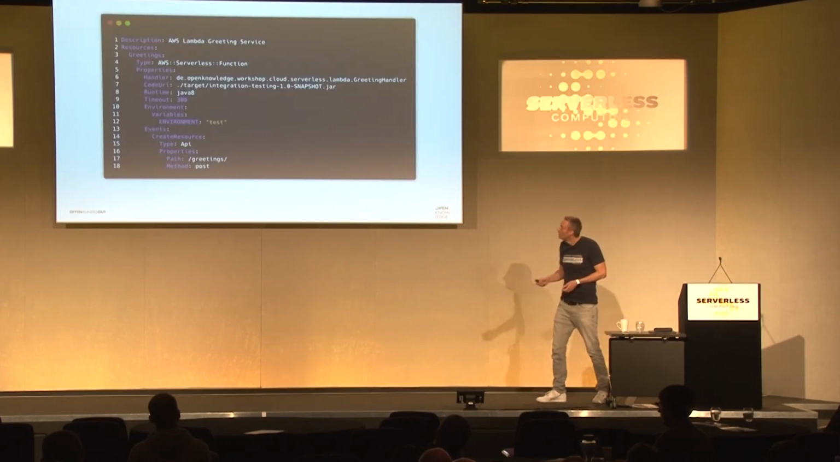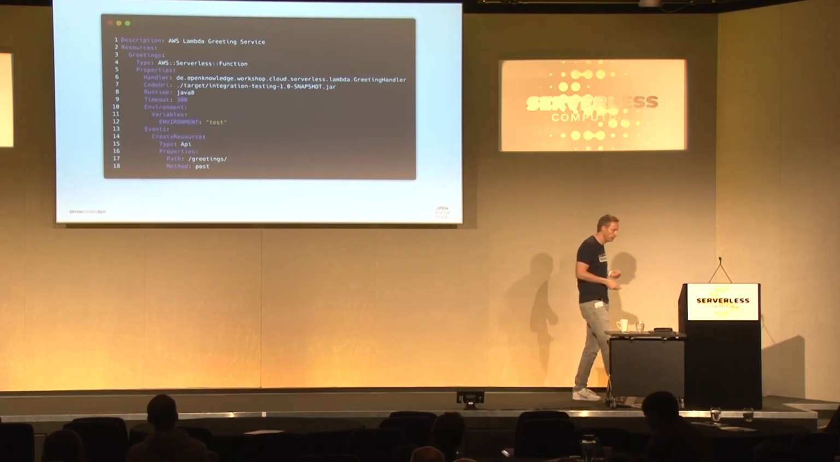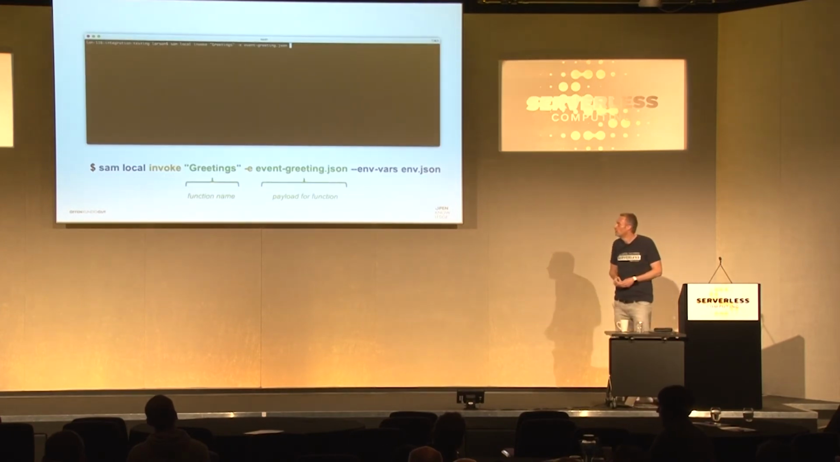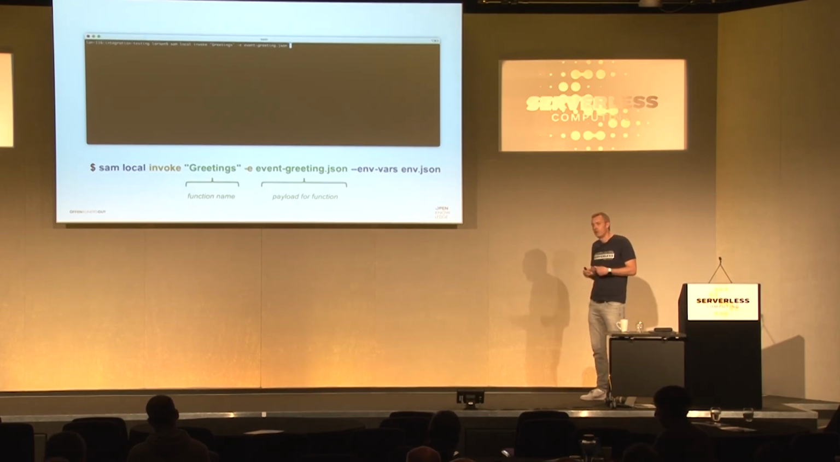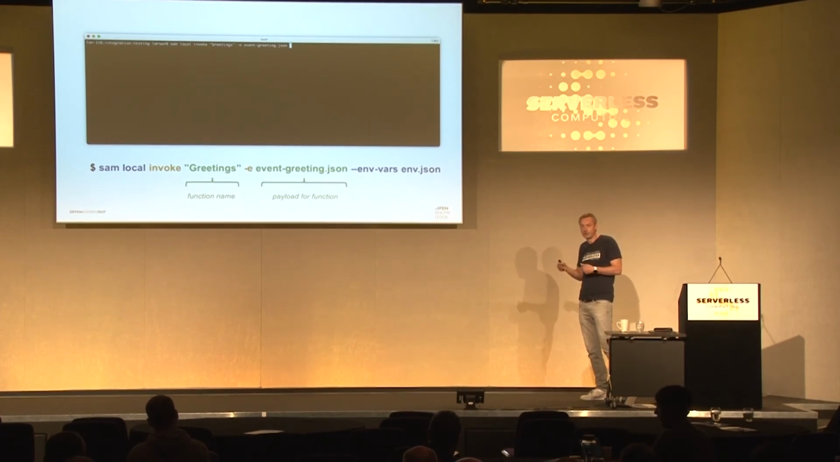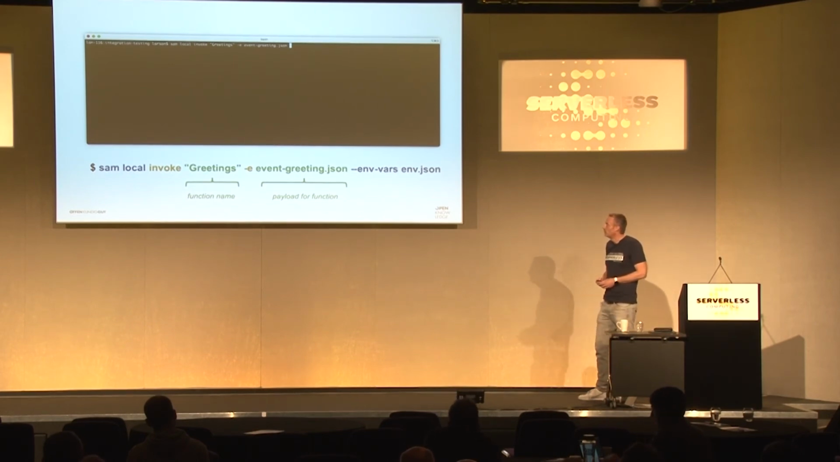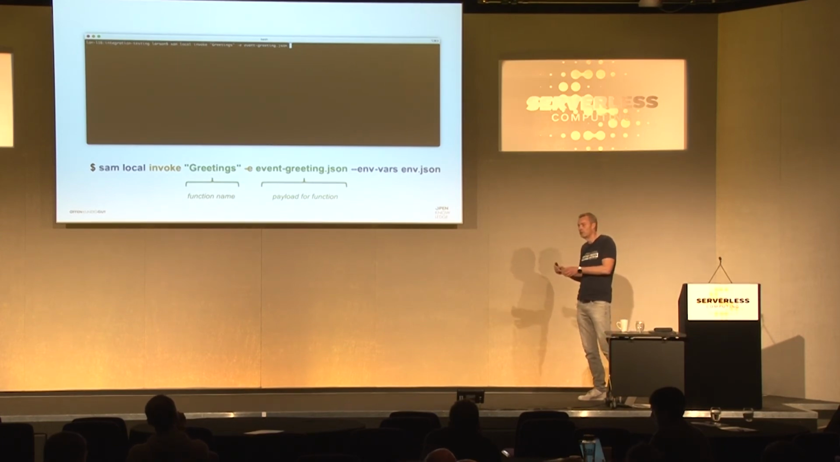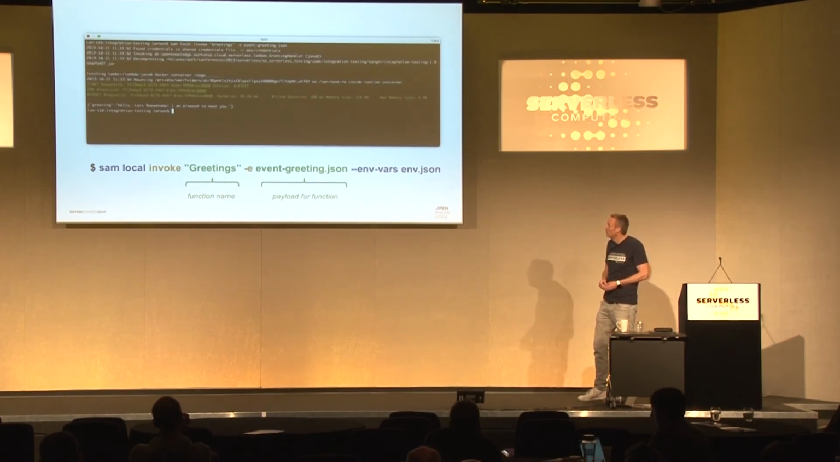I go back once. You see also in the third line, Greeting. This is the name of the function. Every function gets a name, and it's very easy to call this function by name: SAM local invoke Greeting. And then, of course, we need the event that is normally sent by the API gateway, and we can give this via parameter. So this event greeting JSON means there's a JSON file in my file system, and I use this to trigger the event. And that's the result.